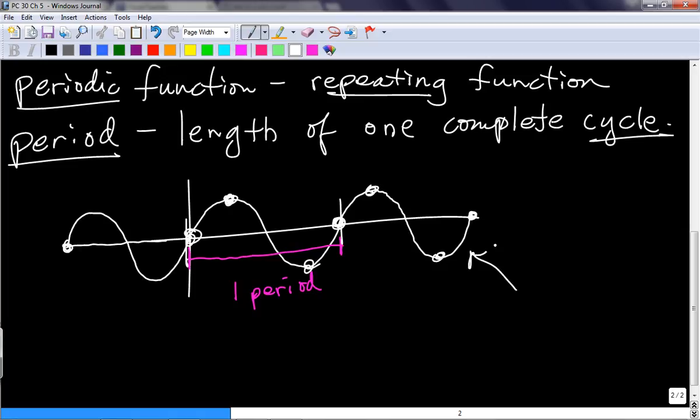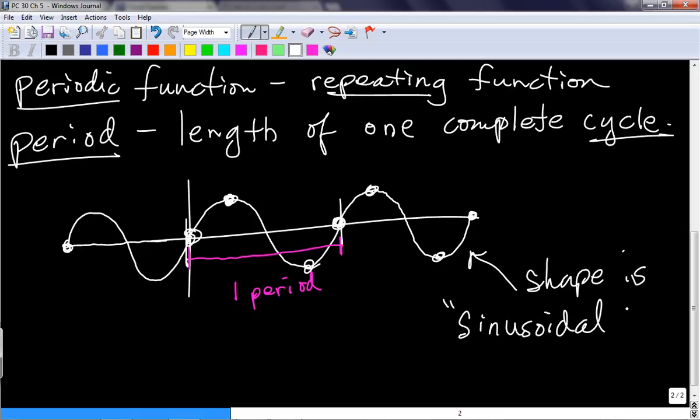The general shape of the sine and cosine graph is called sinusoidal. That's the description of the shape. So that's for sine theta and cos theta graphs.